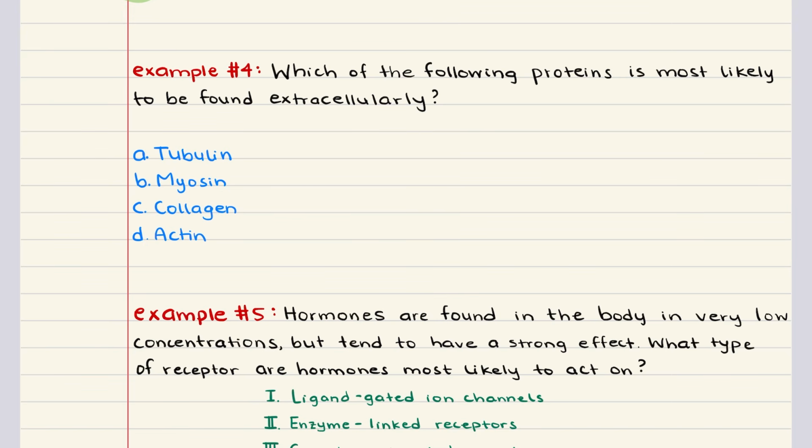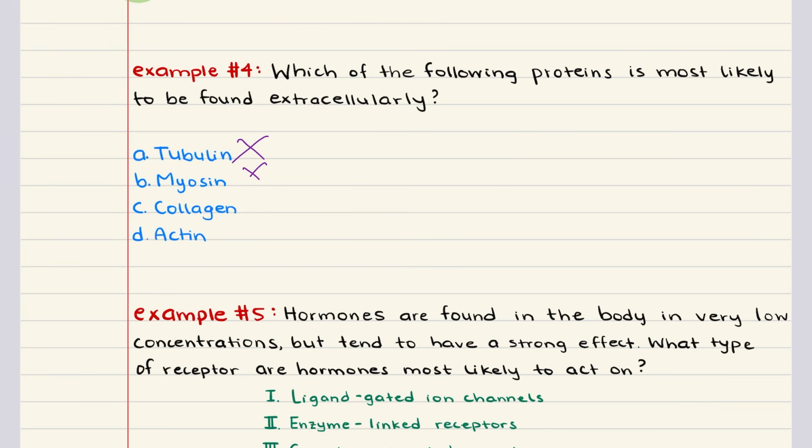Tubulin is the building block of microtubules, which are part of the cytoskeleton. This is found inside the cell, and it plays a role in cell structure, transport, and division. It's not outside the cell, so this is not what we're looking for. B says myosin. This is a motor protein that interacts with actin in muscle cells, and it's involved in intracellular transport. Again, this is an intracellular protein, not what we're looking for.